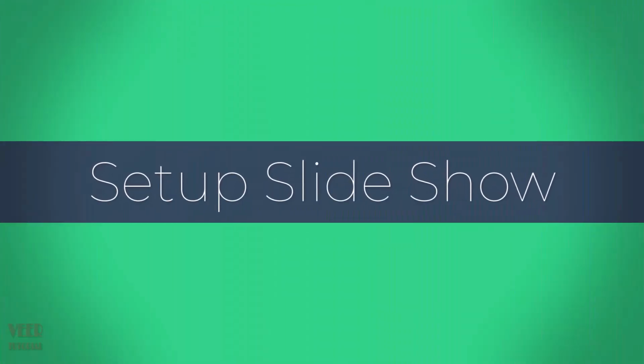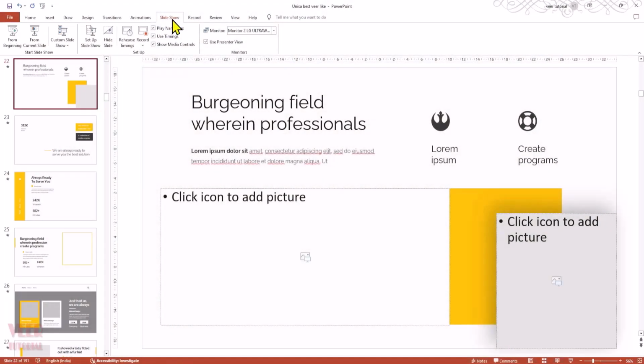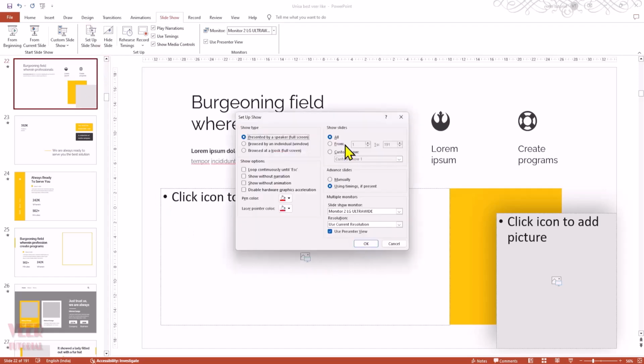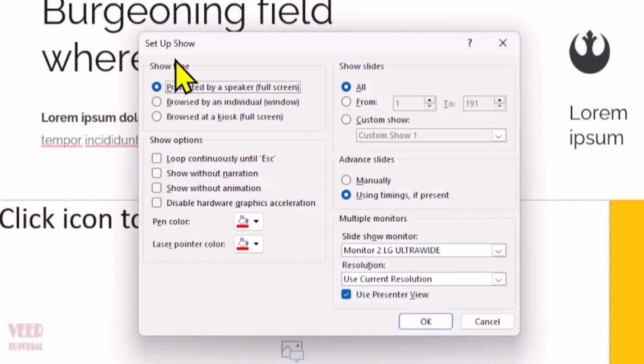Hello everyone. Welcome once again. In this video, we are going to discuss the Set Up Slide Show option, which is available in the slideshow tab. Just click on it. You will get this Set Up Show dialog box. Now we are going to explain one by one all the options and their use.